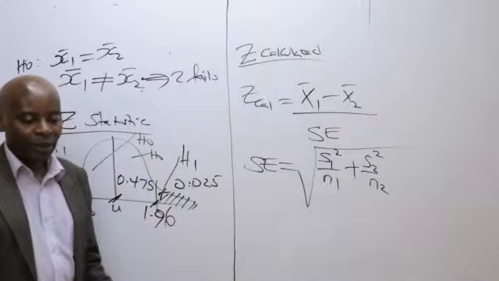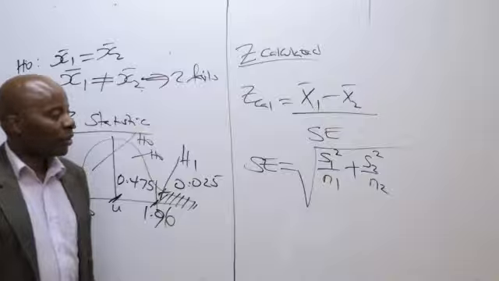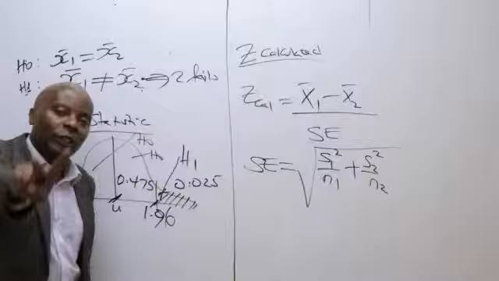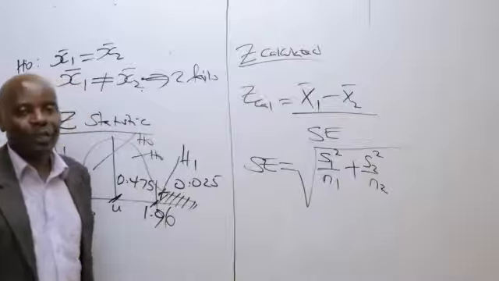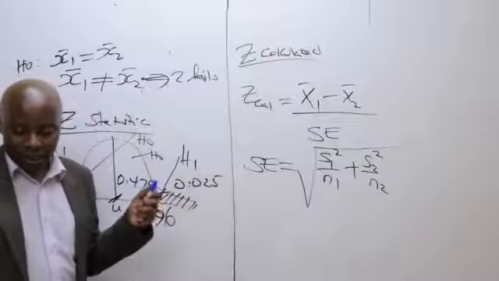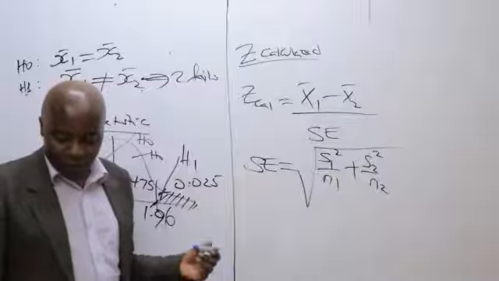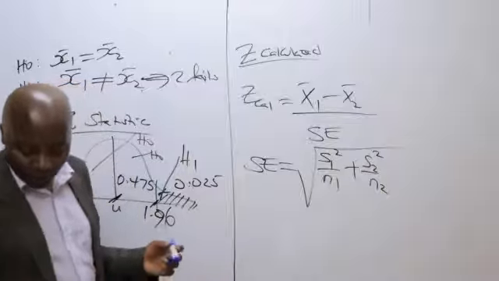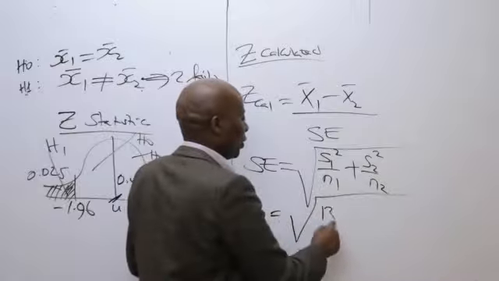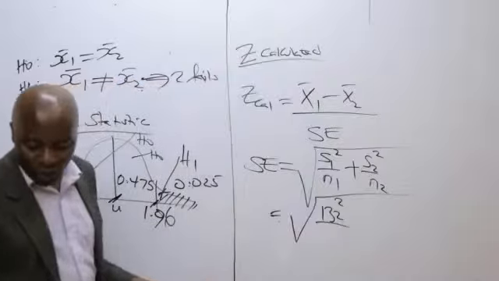A very important formula of getting standard error, whenever you've got how many samples? 2 samples. Whenever you've got 2 samples, you must always reason like this. So the examiners, remember S stands for standard deviation. So for X it is 132. So I'll talk over 132 squared all over N1.